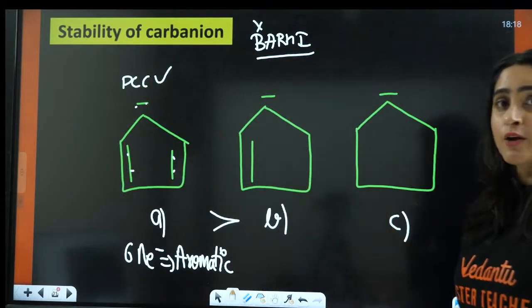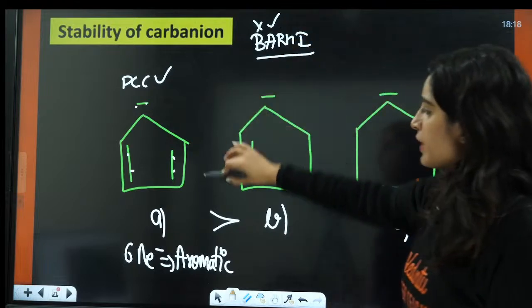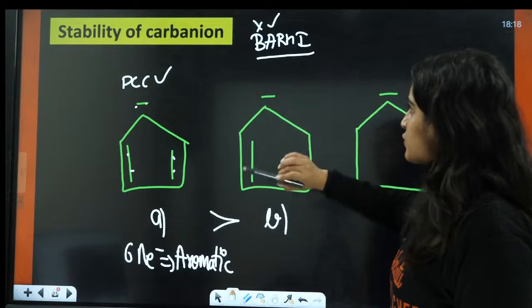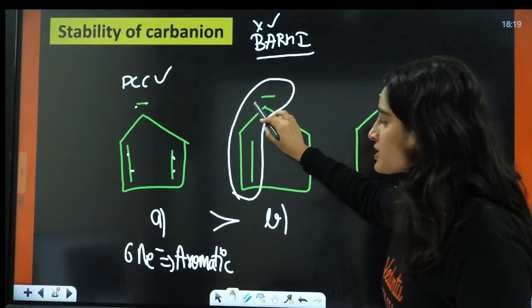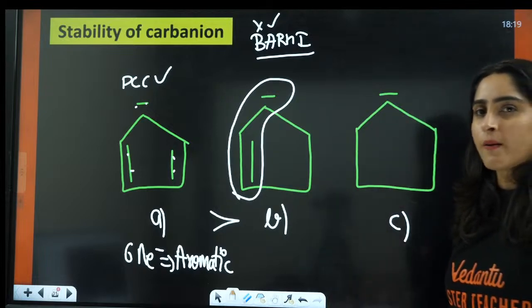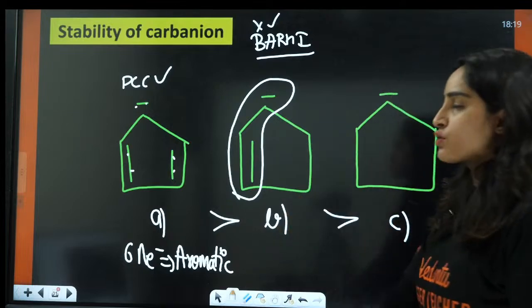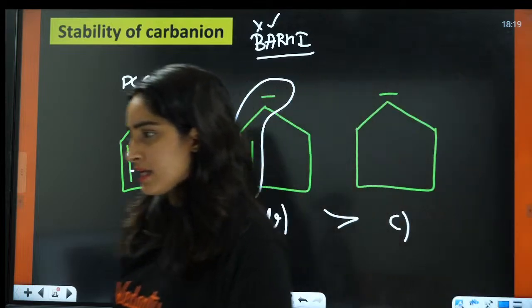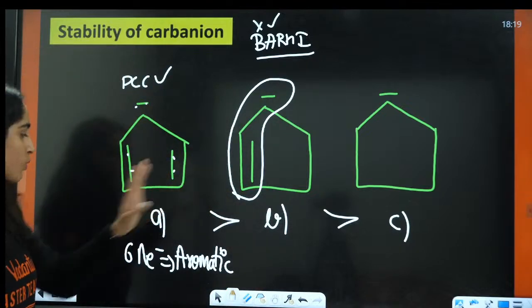Here we can't see any aromaticity, right? So aromaticity we have decided. Now among resonance, you can see, here we can see resonance. This is a double bond, single bond and negative charge. And here we cannot see any resonance. So that means this is more stable than C. So the order is A, B and C. Okay, aromaticity, resonance and then no resonance.